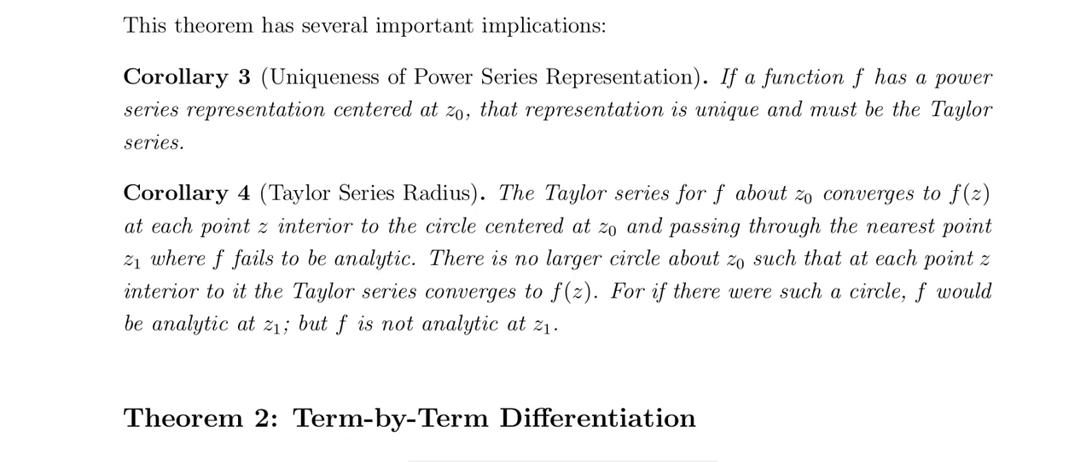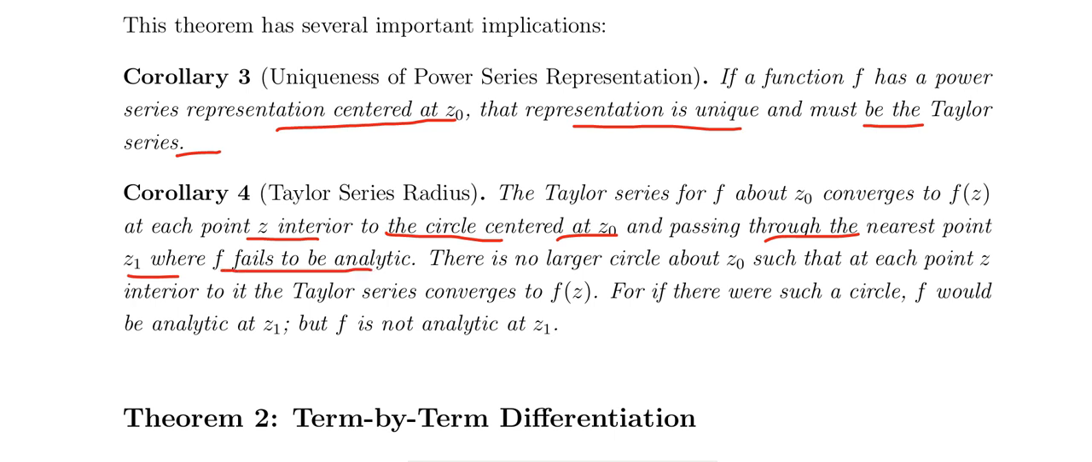The uniqueness of the power series representation: if a function f has a power series representation centered at z naught, the representation is unique and must be the Taylor series. And the Taylor series of f about z naught converges to f of z at each point z interior to the circle centered at z naught passing through the nearest point z1 where f fails to be analytic. There is no larger circle about z naught at each point of which the Taylor series converges to f of z.